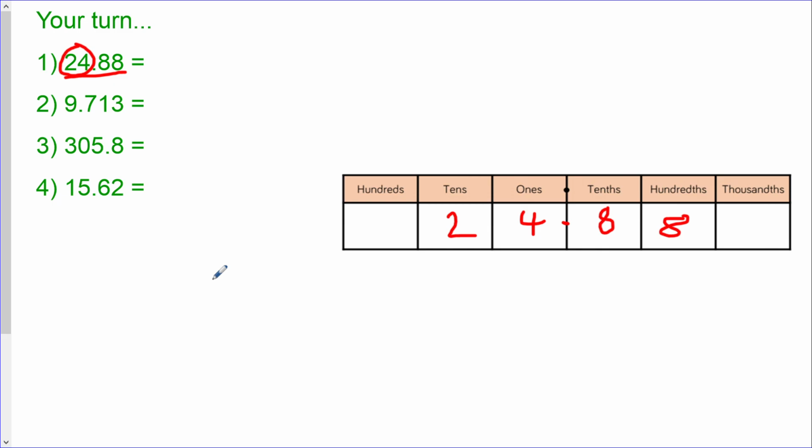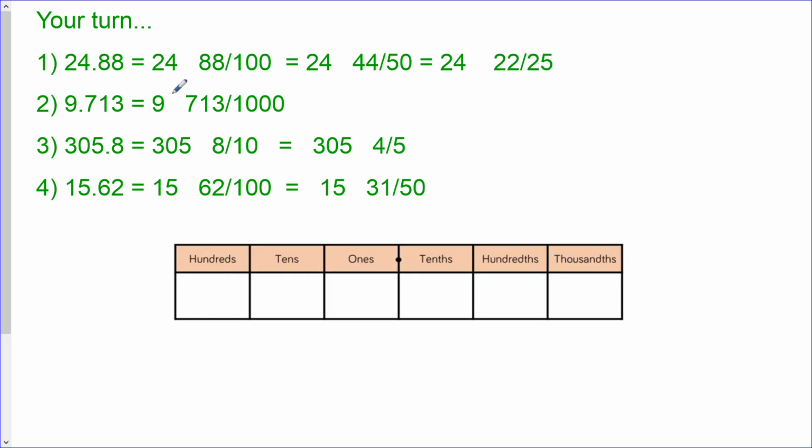So you should have answered all 4 questions now, so let's have a look at the answers. For number 1, we could have got 24 and 88 hundredths if we chose not to simplify it. If we chose to simplify it, we could have got 24 and 22 25ths. Both are correct. For number 2, we couldn't simplify the answer, but we should have got 9 and 713 thousandths. If I just show you that quickly here, we've got 9 before the decimal point. Remember where our decimal point goes. We've got 0.713. So we've got 9 wholes because we've got 9 ones, and then we've got 713 thousandths, which we can see here.